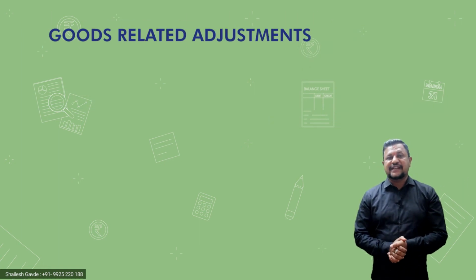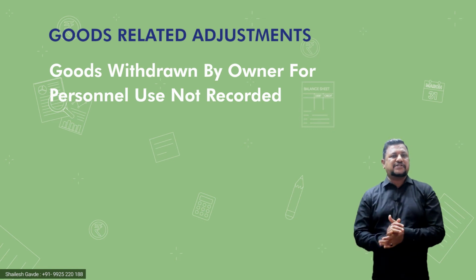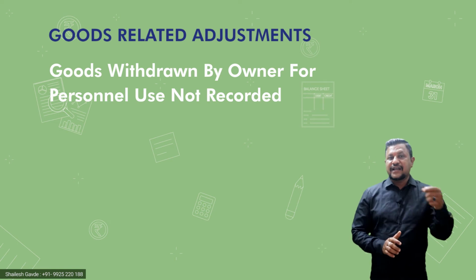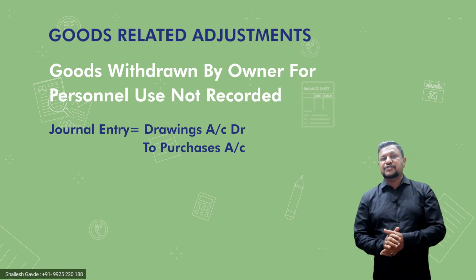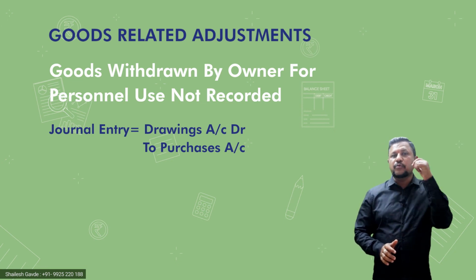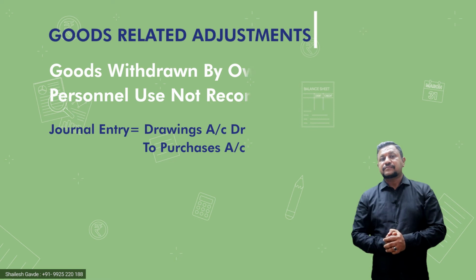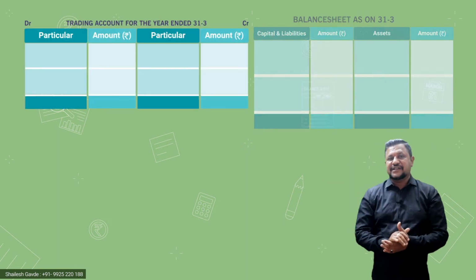The next adjustment on goods we'll take is goods withdrawn by the owner for personal use not recorded in the books. Well, again, if we think about the journal entry, it is drawings account debit to purchase account. So it affects balance sheet, it affects trading account. We'll understand the effects. We'll take trading account, we'll take balance sheet.